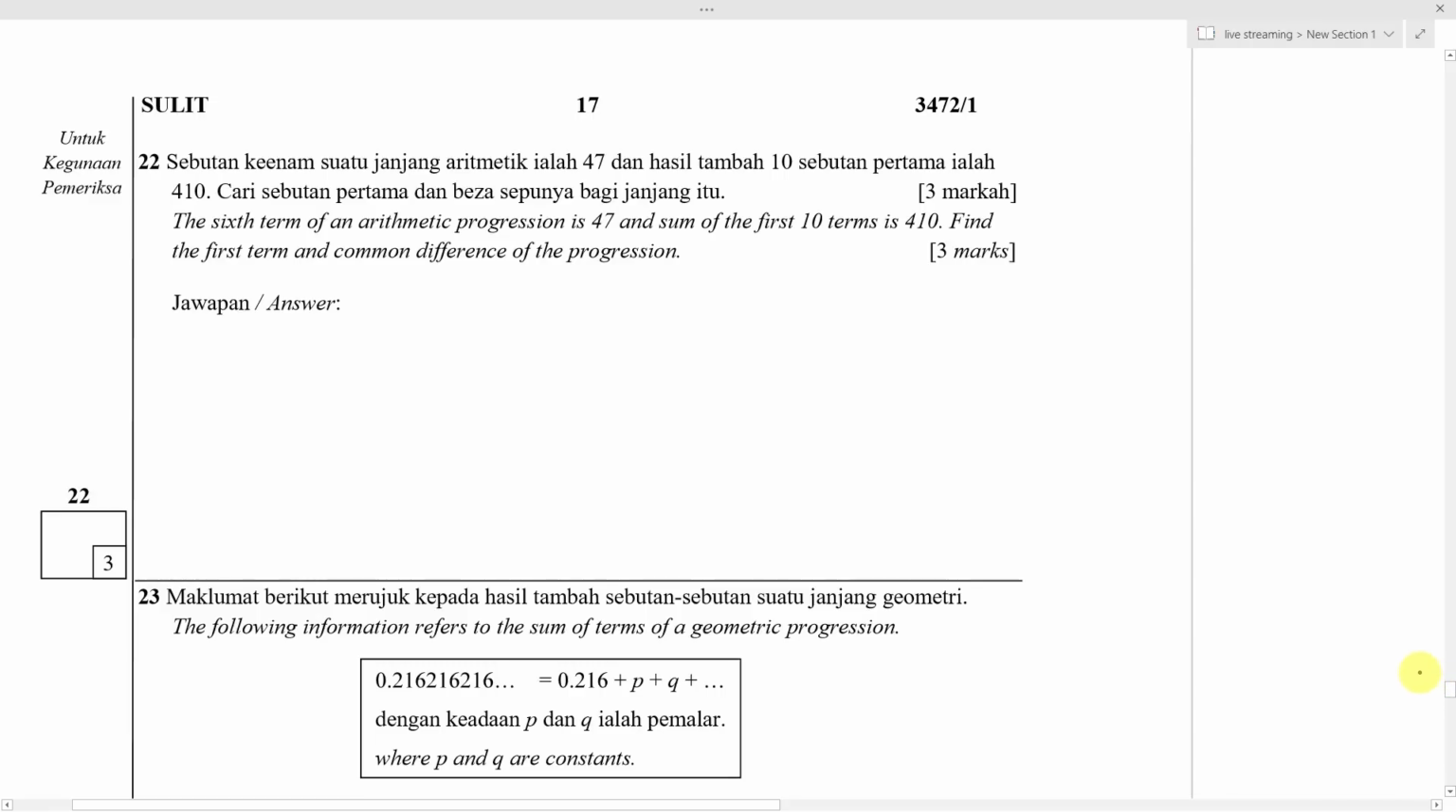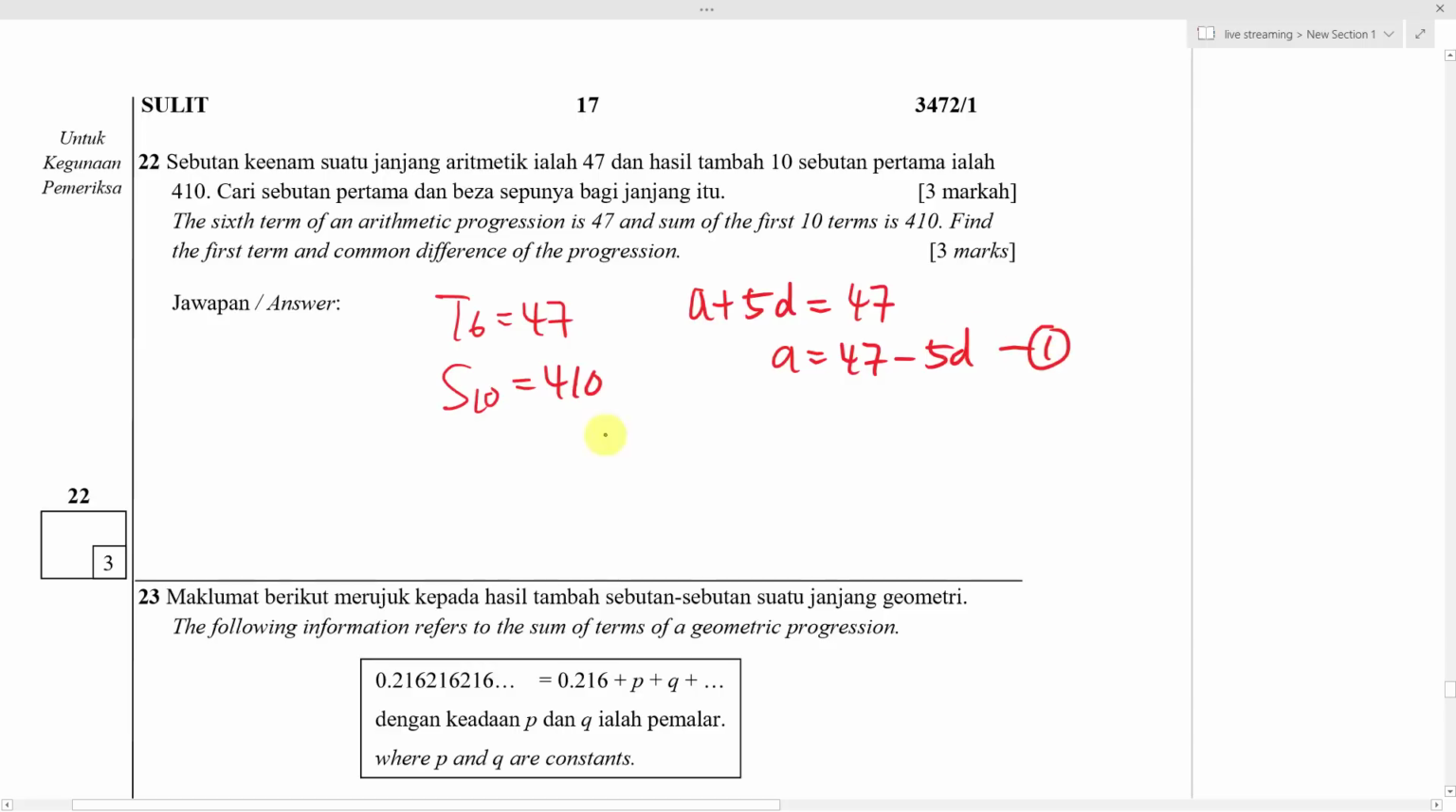Alright, the sixth term of an AP is 47, so T6 is 47. The sum of the first 10 terms, S10, is 410. Then find the first term and common difference, simultaneous. Alright, so a plus (n minus 1)d. So n minus 1 is 6 minus 1, which is 5, equals 47. I just say a equals 47 minus 5d first. This is my first equation.